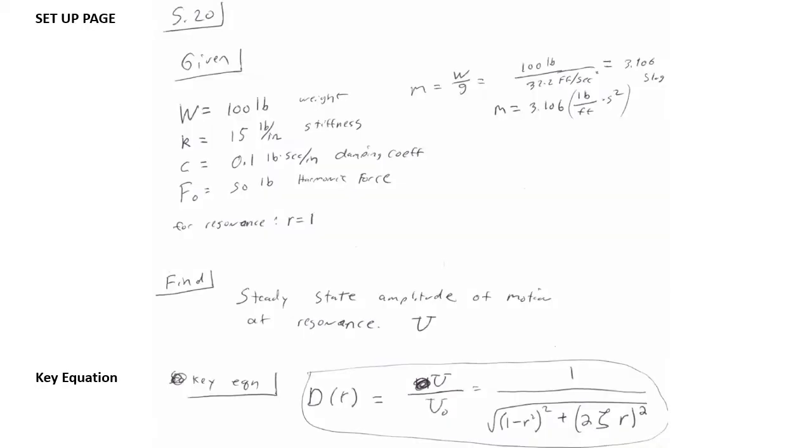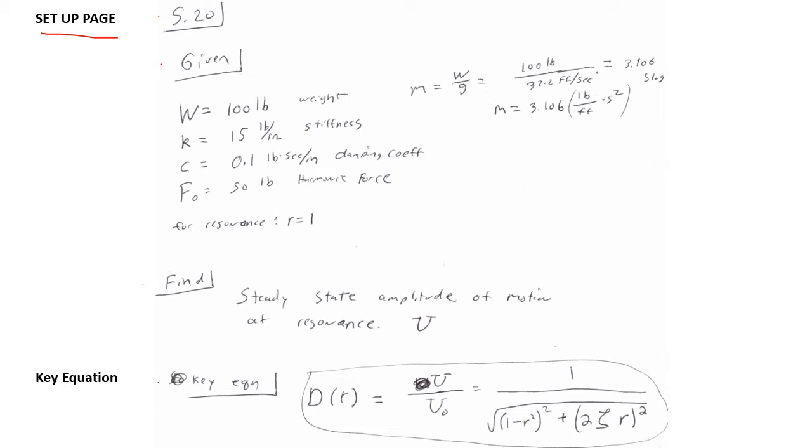With that information given in our problem statement, we can now create our setup page. On our setup page, up on the top, I've labeled the problem I'm working on, 5.20. Here is all the given information, here's what they're asking us to solve for, and down here is our key equation. From the problem statement, we have a weight, so W is equal to 100 in units of pounds. I've labeled the variable name, the quantity, the units, and how it relates to my problem.